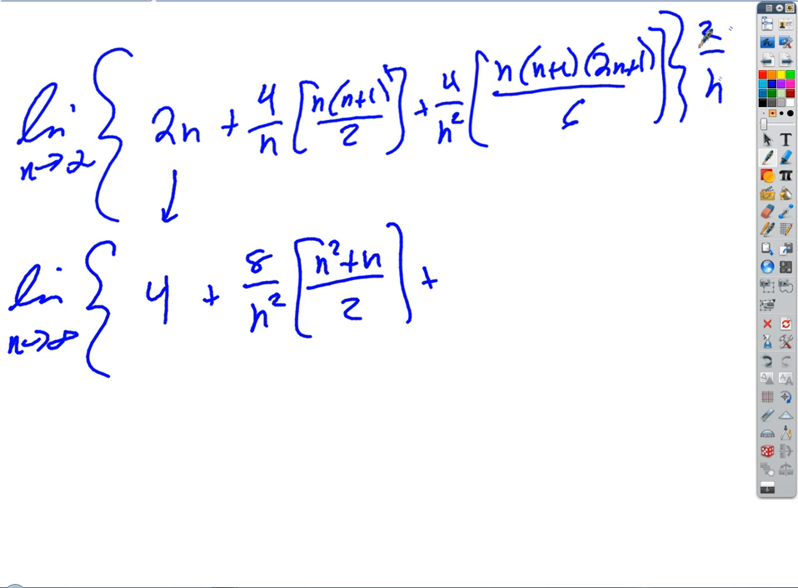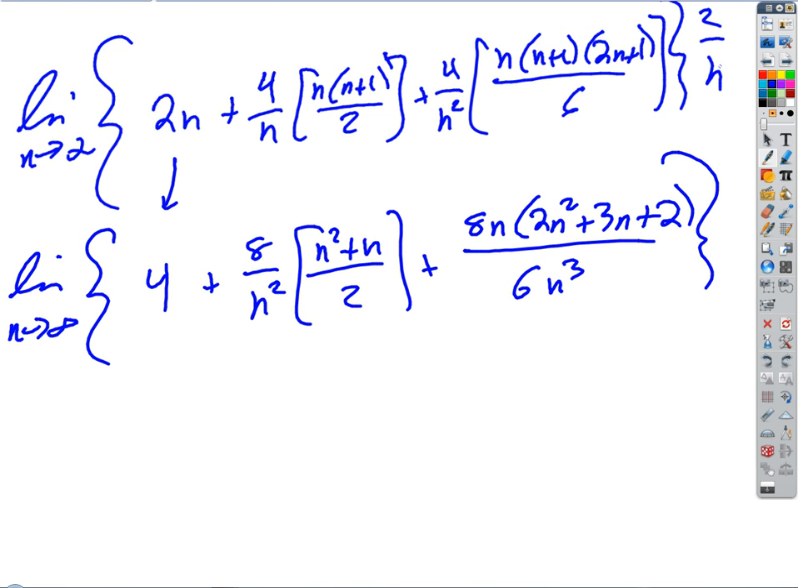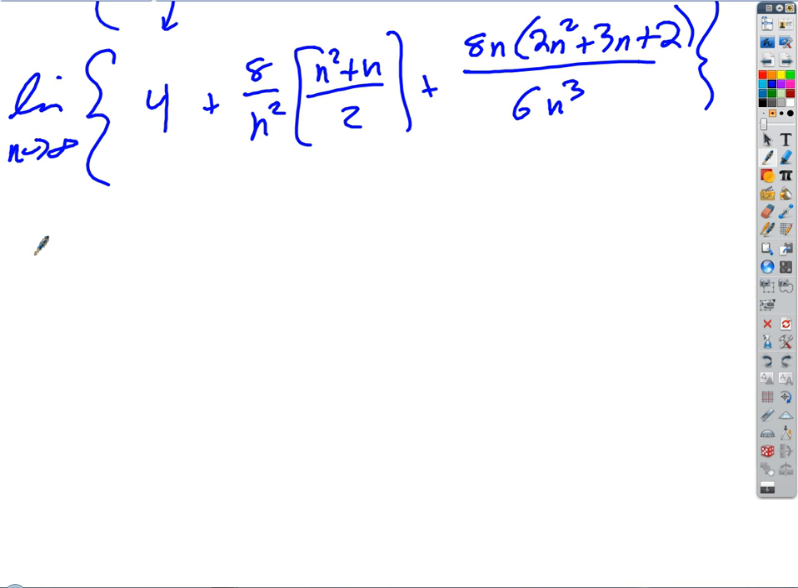And then here we can multiply straight across and get 8n, and then if I FOIL that out, I'm gonna distribute an 8n to that product. So this is gonna give me 2n squared. Let's write this in 2 steps. So we're gonna get 8n times 2n squared plus 3n plus 2, if I FOIL that out, all over 6n cubed. Okay, you're gonna see something happening here. Looks like a lot, but watch this step.